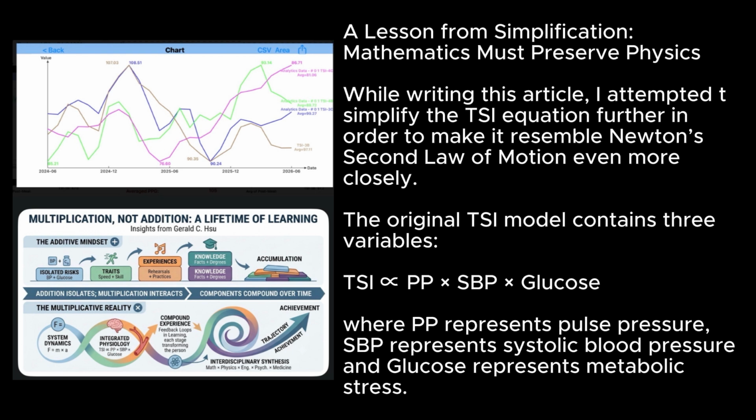While writing this article, I attempted to simplify the TSI equation further in order to make it resemble Newton's second law of motion, F = ma, more closely. The original TSI model contains three variables. TSI varies with SPP times PP times glucose, where PP represents pulse pressure, SPP represents systolic blood pressure, and glucose represents metabolic stress.